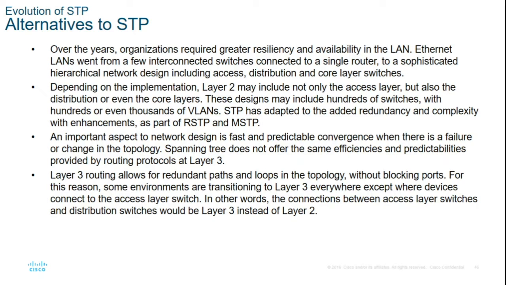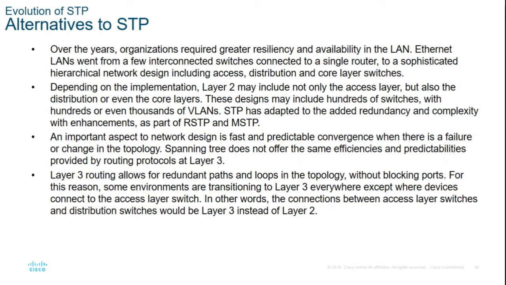Alternatives to STP. Over the years, we saw the improvements of local area networks or LANs from a few interconnected switches to a router to sophisticated hierarchical network designs with access, distribution, and core layer switches. Organizations also required networks with greater resiliency and availability. Depending on how the network design is implemented, Layer 2 may include not only the access layer, but also the distribution or even the core layers.